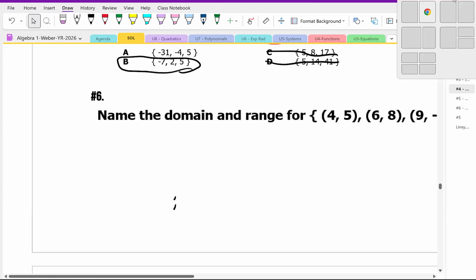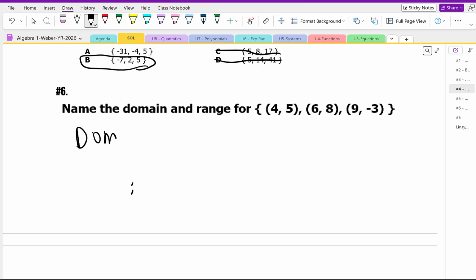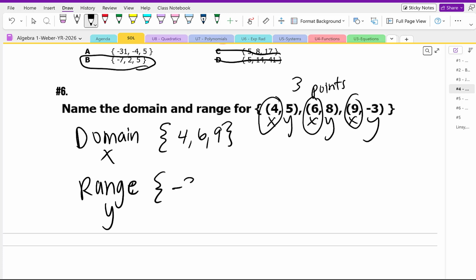The next one was just for the purpose of practicing vocab. So this is not multiple choice. I was just making sure you knew how to do it. So remember, domain is X and range is Y. So this is 3 points. And remember, a point is X, Y, X, Y, X, Y. So if domain is X, then I'm doing 4, 6, and 9. Range, I would be doing -3, 5, 8. You are supposed to write them small to big. Now, if you put 5, 8, -3, it would be fine.